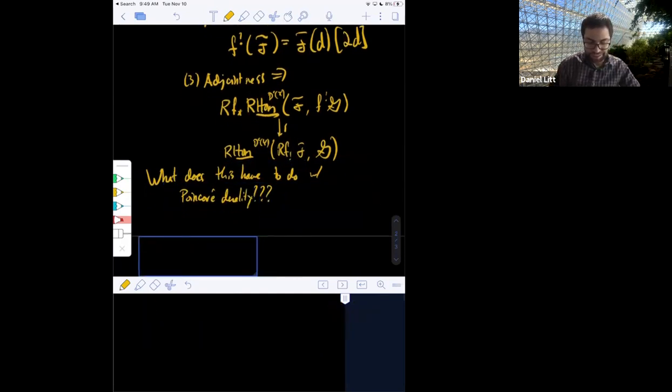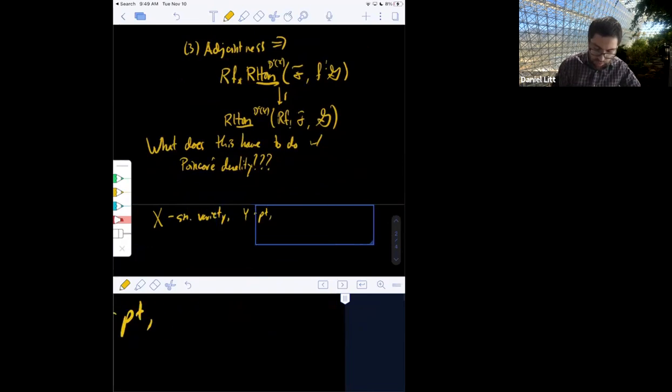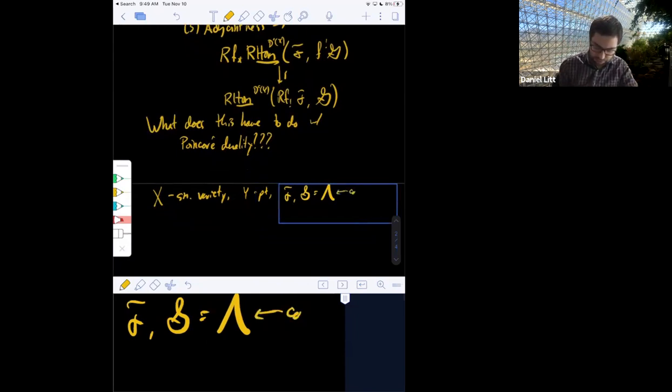Okay, so the idea is very simple. You take X to be any smooth variety, Y to be a point, F and G to be sheaves, and lambda to be a constant sheaf. You should think lambda is QL, but I want to write it in this generality because it will let me make some remarks about what happens with torsion and that kind of thing.